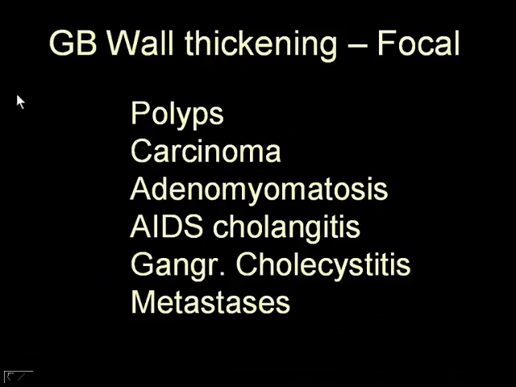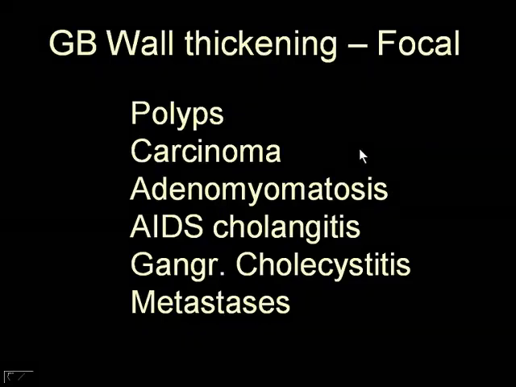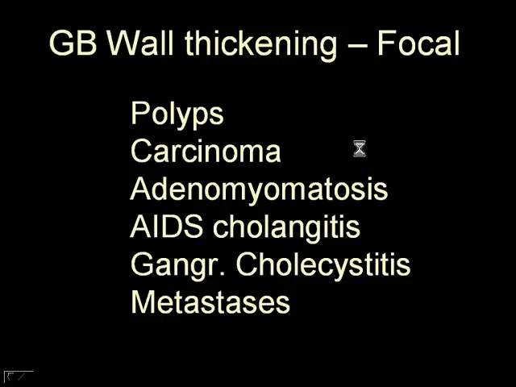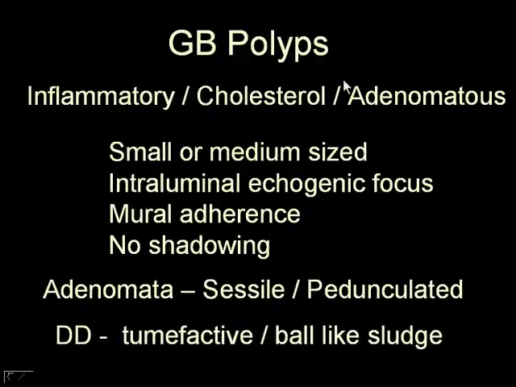10 minutes, that's great. Okay, focal gallbladder wall thickening could be due to polyps, carcinoma, adenomyomatosis, AIDS cholangitis, gangrenous cholecystitis, or metastases in the gallbladder. Now, gallbladder polyps are important because they are common lesions, and having picked up a polyp, what are we going to do next? The patient is going to be worried. We need to tell the clinicians and the patients what the game plan is now.